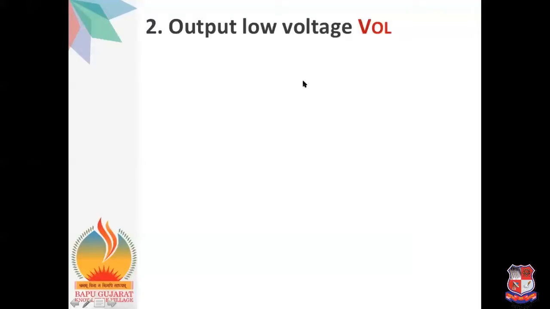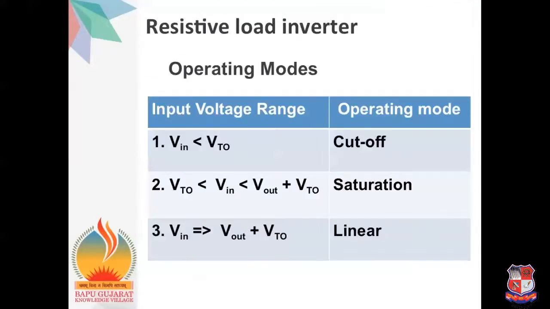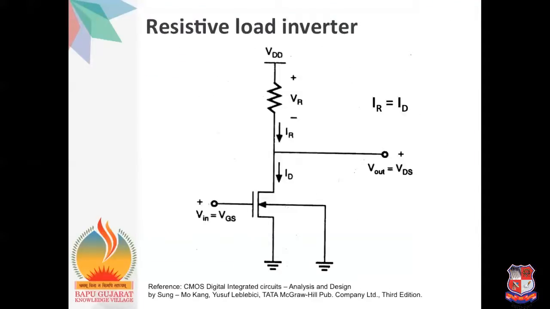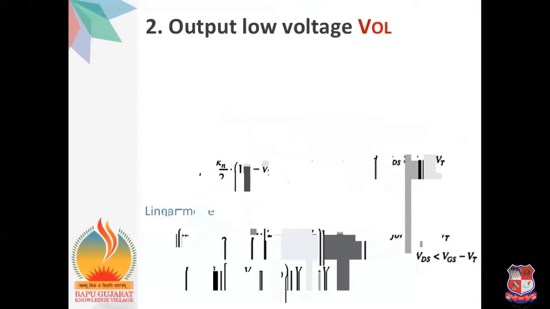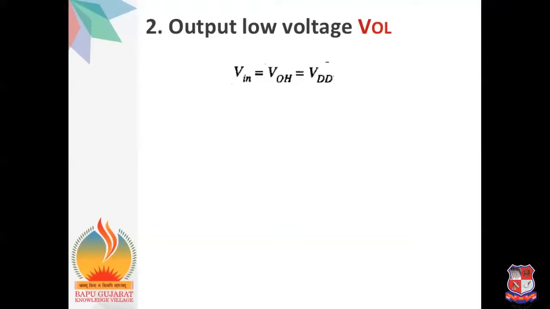Now let's find the output voltage VOL. To calculate VOL, we assume that the input voltage is equal to VOH. So here in the figure, the input voltage Vin is VOH, it means the high input voltage. Let's consider Vin equal to VOH equal to VDD. Since Vin minus VTO is greater than Vout, it operates in the linear region.